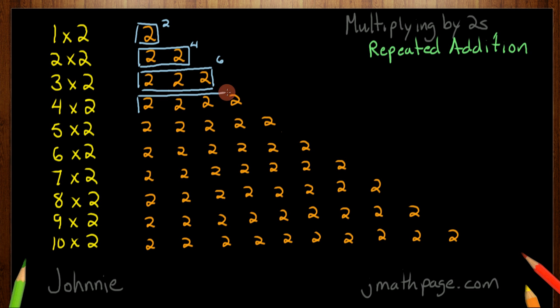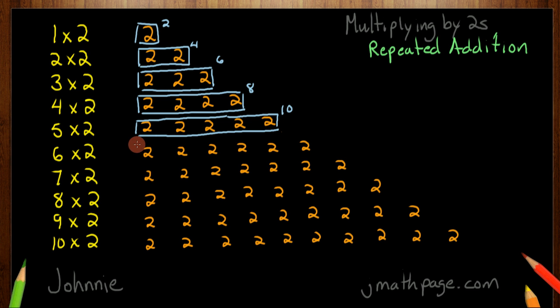Okay, so far so good. I can see that this makes 8. 5 2's, 2, 4, 6, 8, 10. Okay, that's all good. But you know what? This is starting to get to be too much work. I know that 5 2's is 10. Now, one thing I do notice though is that I'm adding just a 2 every single time, and so maybe I don't need to count so much. So let's look at 6 times 2.